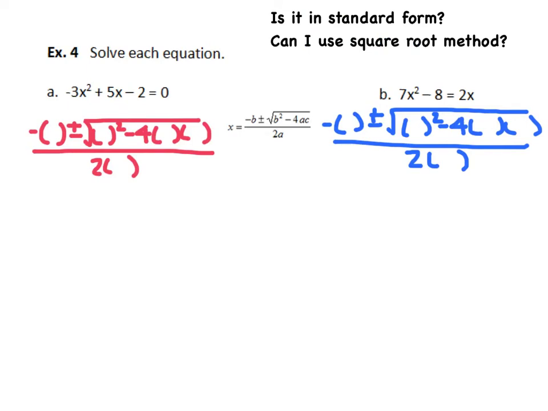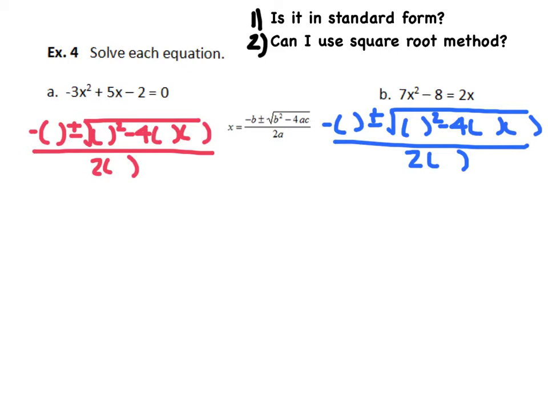Solve each equation. Once again, we're doing more of the exact same thing. So notice I went ahead and wrote down my basic formula with my parentheses because it makes it easier for me. Remember, always ask yourself two questions. 1, is it in standard form? And 2, can I use the square root method? Notice for A, it is in standard form, and I cannot use the square root method because there's a bx.